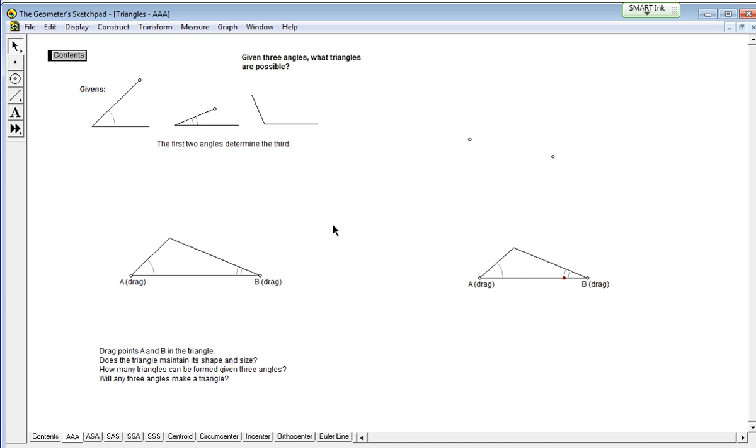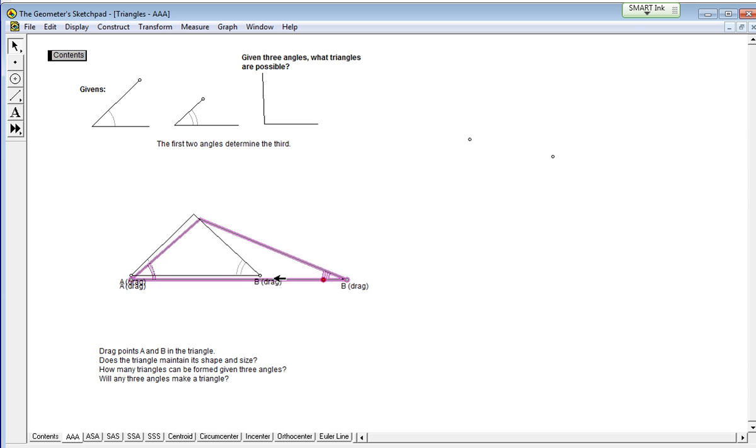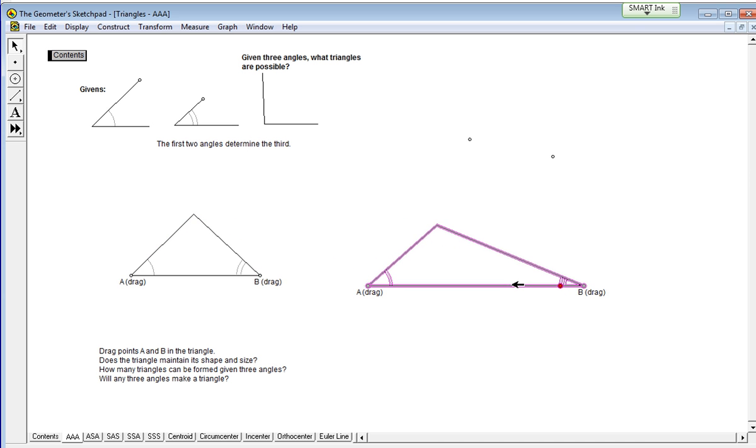So can I create two triangles that have three corresponding angles congruent, but yet the triangles are not congruent? Well, let's see. Remember, I can drag this as much as I want. Remember, these two angles are still congruent, and these two angles are still congruent, and this third angle must be equal to this third angle, right? And so the question is, are these two triangles congruent? Clearly they are not. So angle, angle, angle is not a proof of congruence.